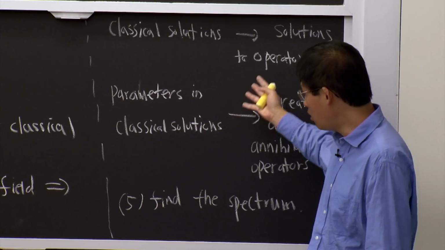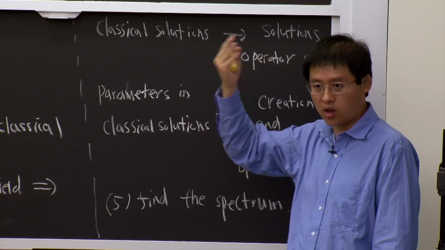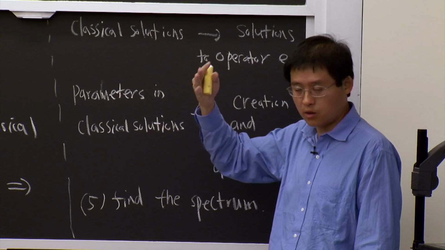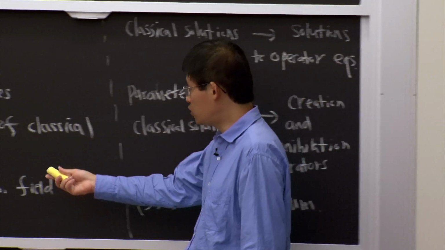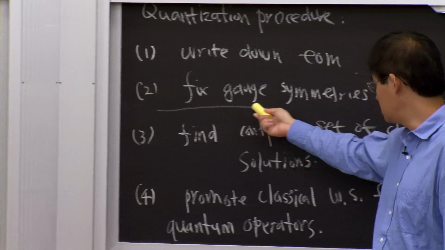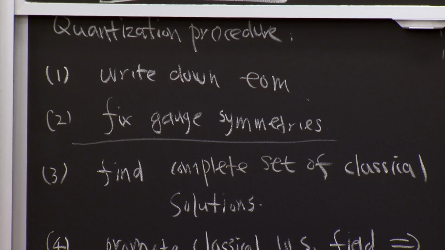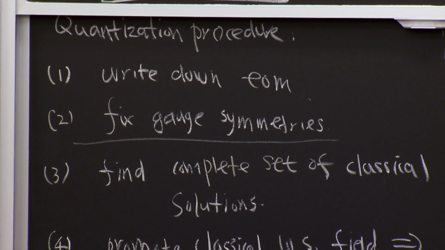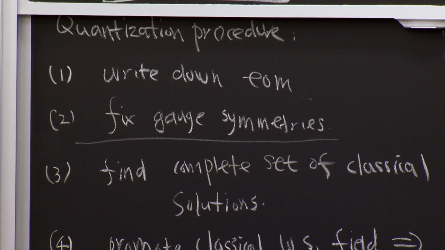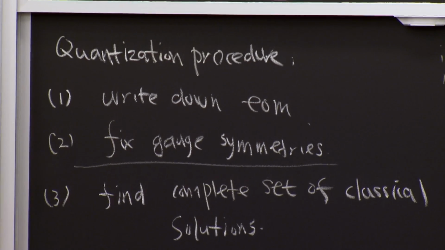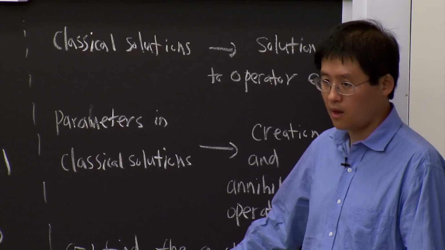So this is the standard procedure. This is almost exactly the same as how we quantize a free scalar field theory in quantum field theory 1. The only tricky thing is that this is a system with gauge symmetries. That's the only tricky thing here. Any questions here?